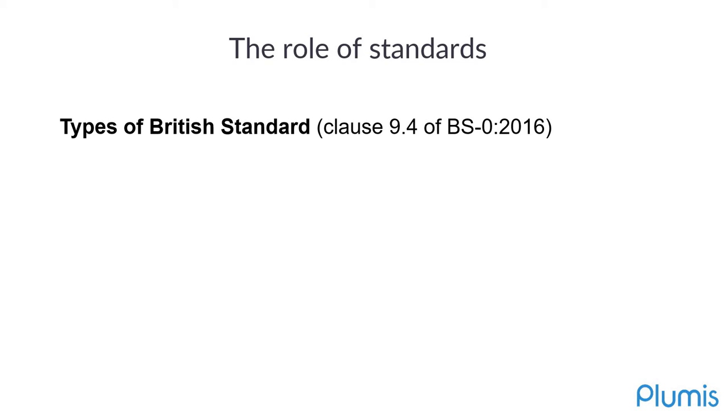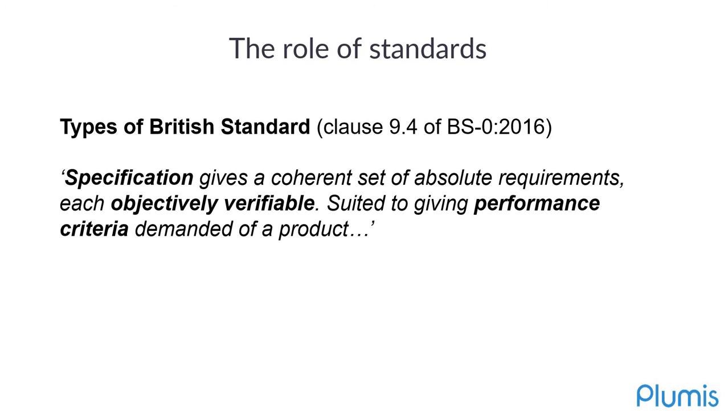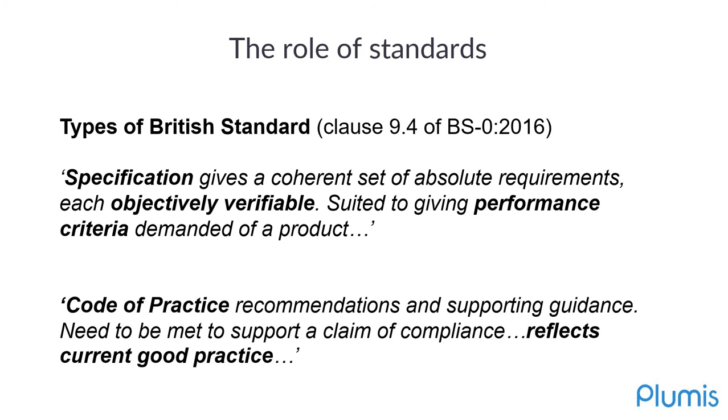So clause 9.4 says that between the many types of standards, there is a specification standard which gives an objectively verifiable absolute requirement and which is suited to give performance criteria for certain products. On the other hand, there is a code of practice, and that is one which has recommendations and supporting guidance that reflects current good practice.